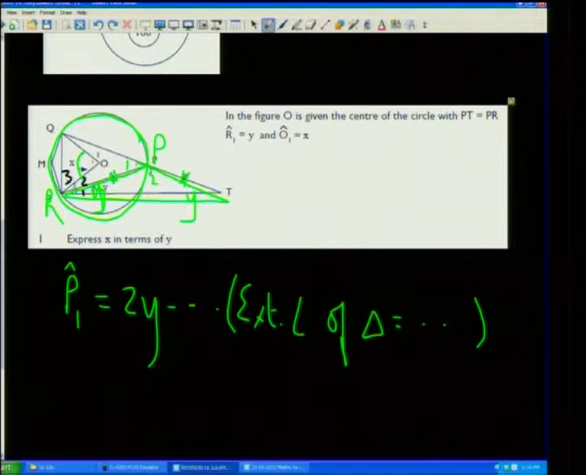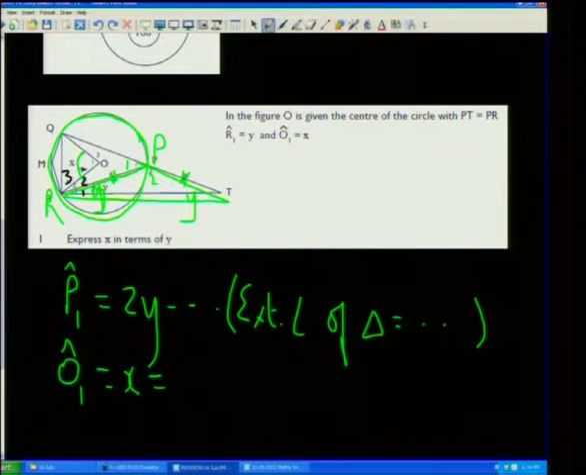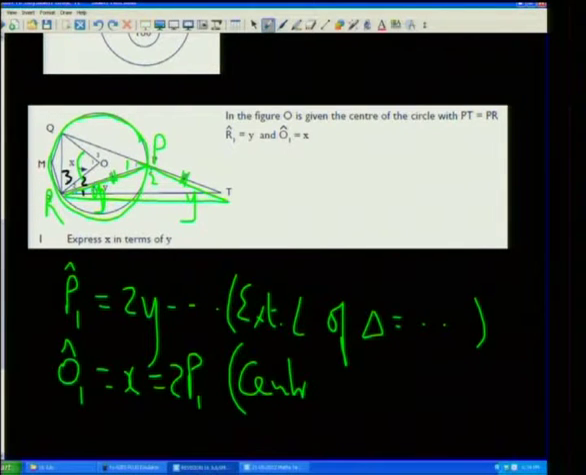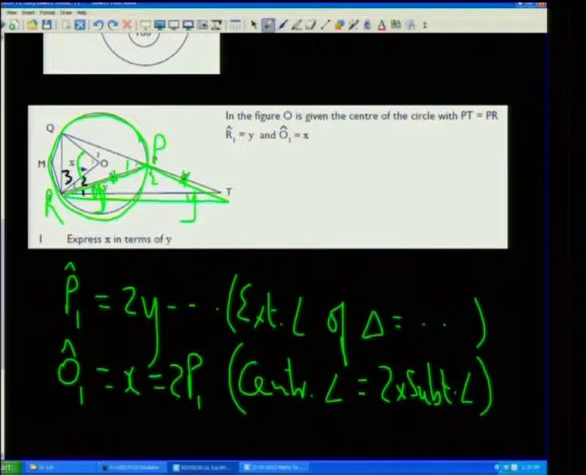is supposed to be 2 times P1. You write that statement. O1 is equal to x, which is twice P1. Okay, so again, central angle equals twice your subtended angle. Okay, that's your reason for making that statement.